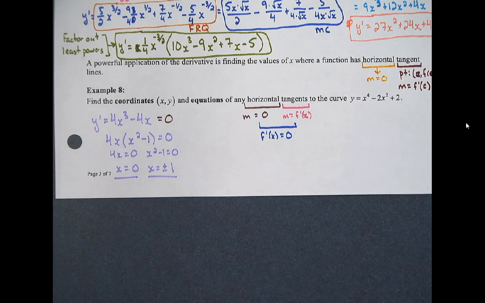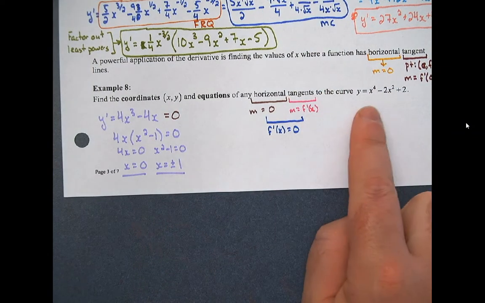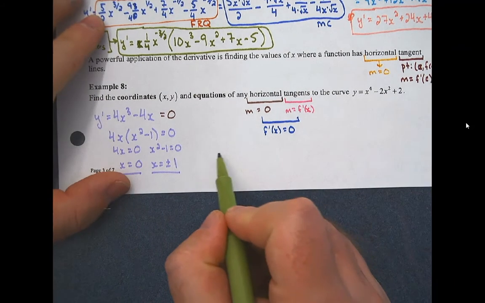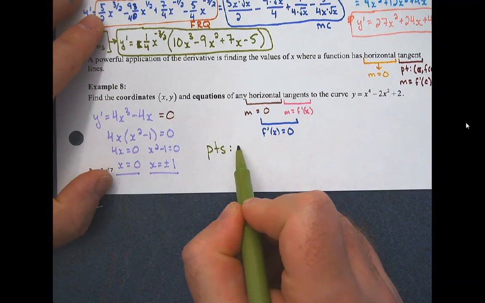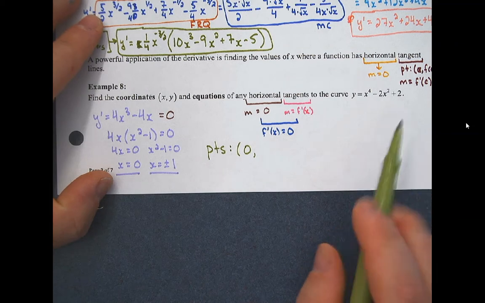Now, those are good to underline. They're not good to box in because they don't answer the question. The question was find the coordinates of the horizontal tangents and the equation of the horizontal tangents. So I have to figure out the coordinates where the horizontal tangent meets this curve. How do you find points? I would take my x and figure out what the y is. So x is 0, I plug in and I would get 0, 2.